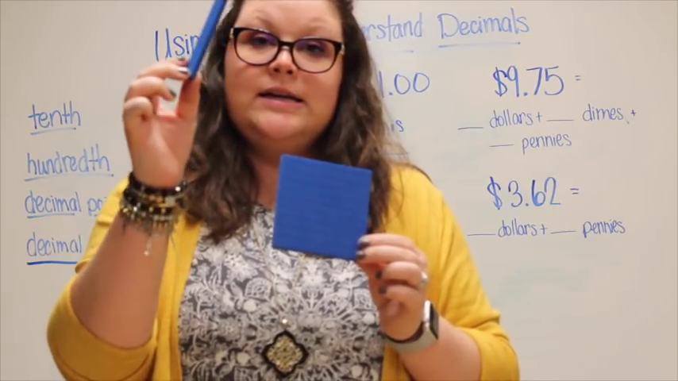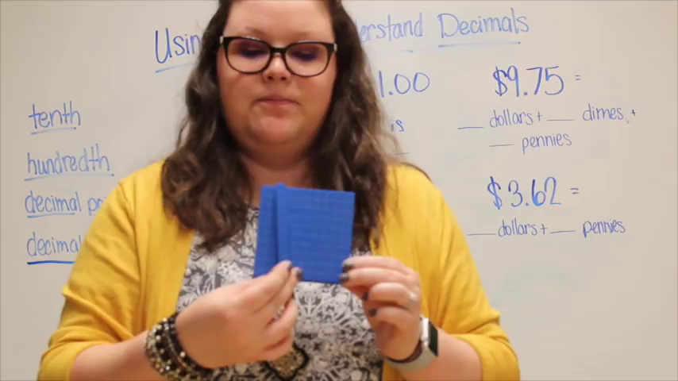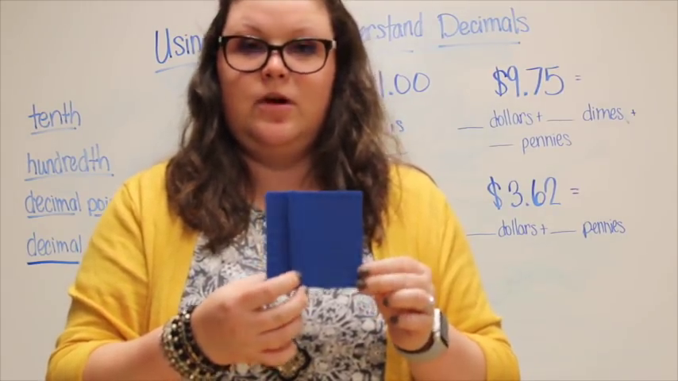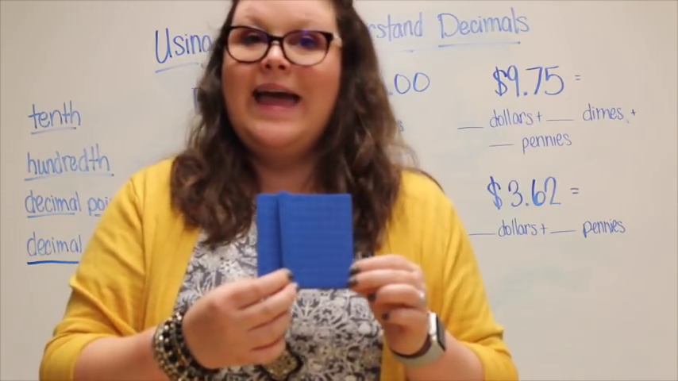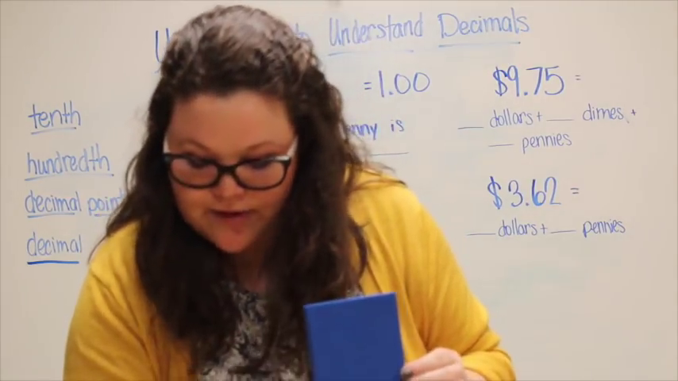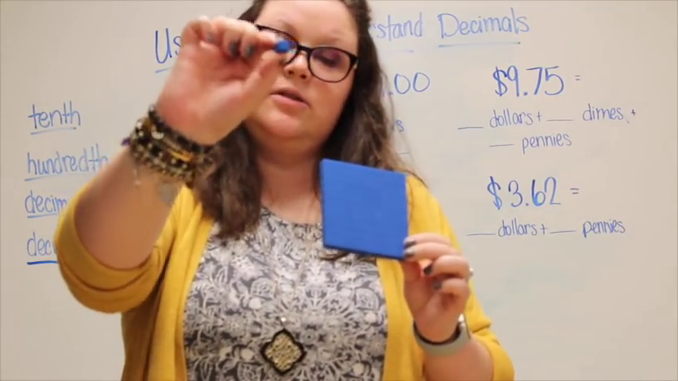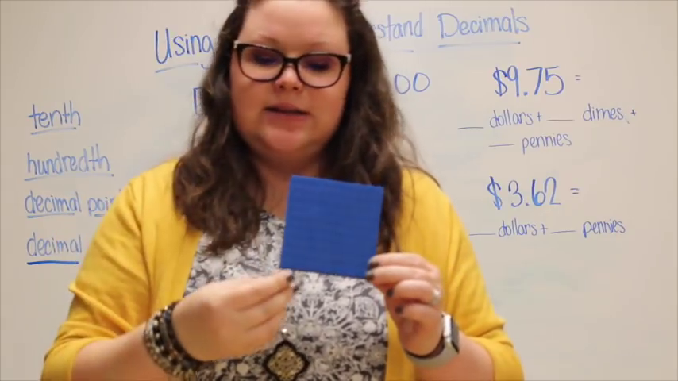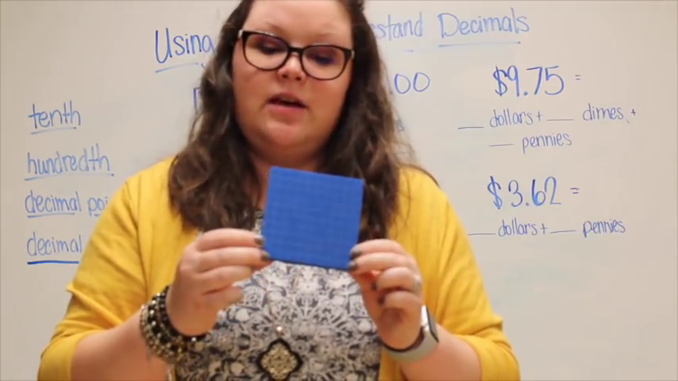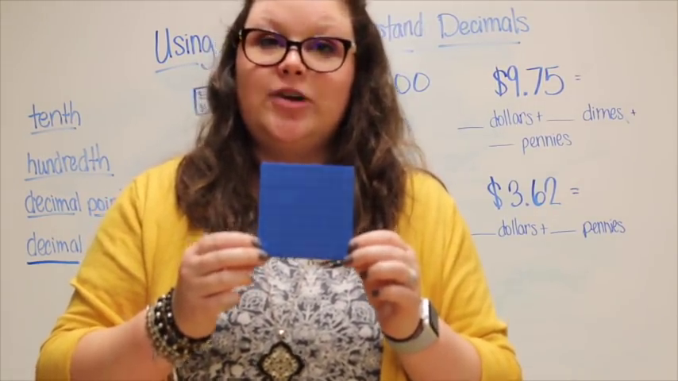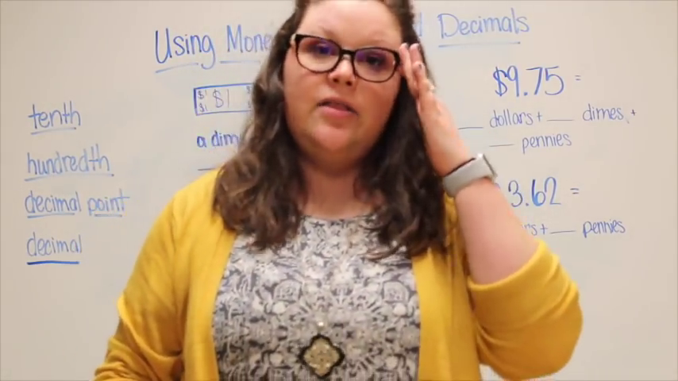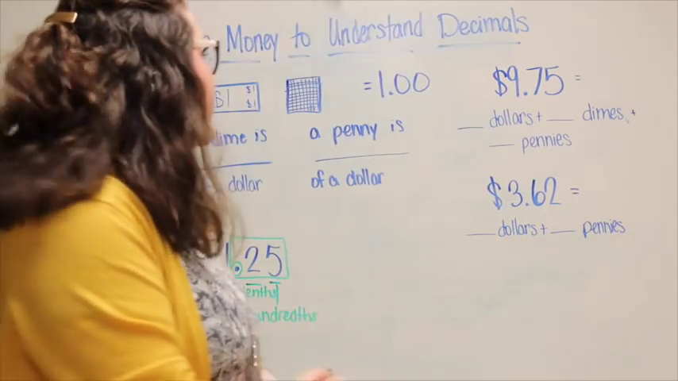So what if I had 3 of these tenths and I lay them down? How much would I have? I would have 3/10. What if I had 6 of these little tiny hundredth pieces and I laid them flat? How much would I have? If I had 6 of them, I would have 6 hundredths. So this is just a visual to help you understand the tenths and the hundredths place value.